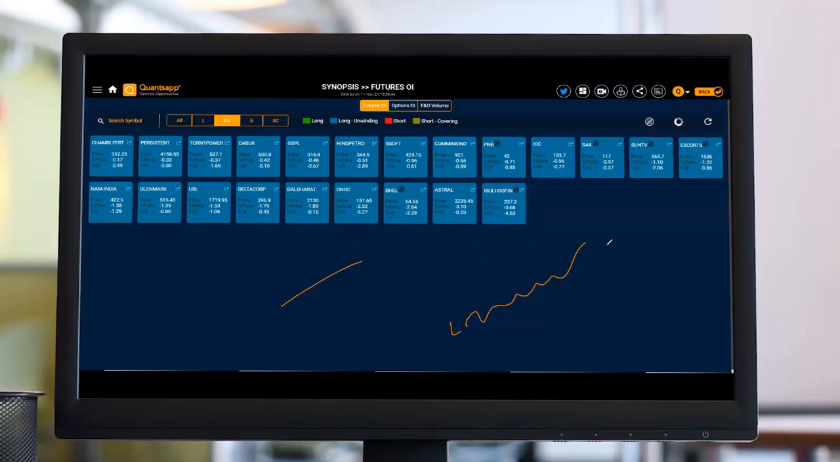So in long unwinding, what happens is the price first has a dip, okay? The price goes down and also the OI goes down. So the prices are going down because of the long positions getting unwound. So it is called a long unwinding move. In Sensibull, it would be highlighted in blue color.